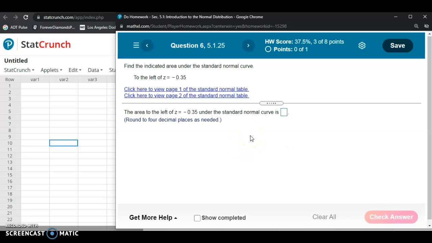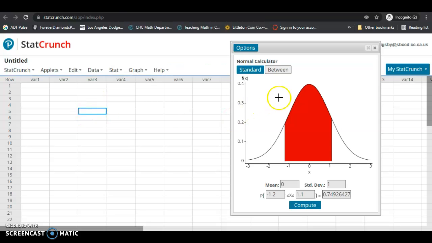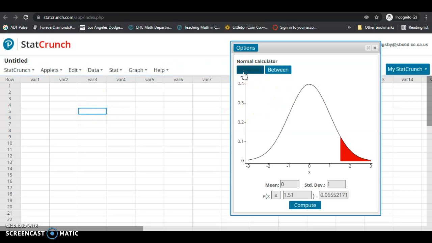In the next few questions, you don't have a nice picture to work with, but it tells you the z-score and whether you're finding the area to the left, to the right, or between two values. The directions say to find the indicated area under the standard normal curve. Remember the standard normal curve has a mean of 0, standard deviation of 1. This is our z-score. For number 6, to the left of z equal to negative 0.35, we're going to go back to standard.